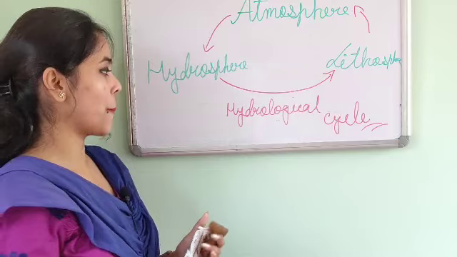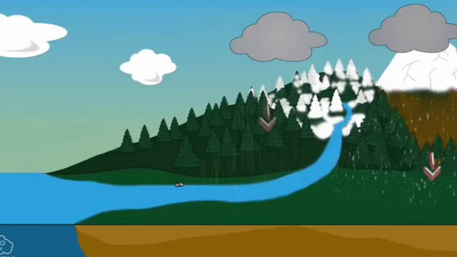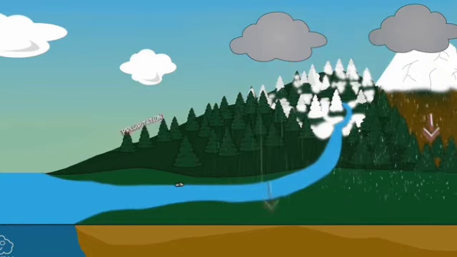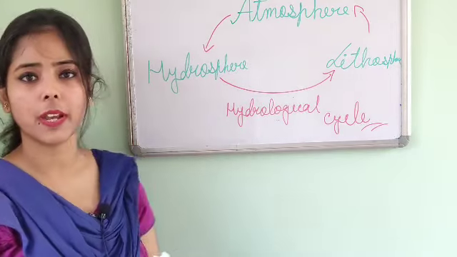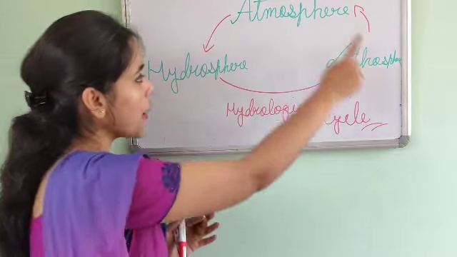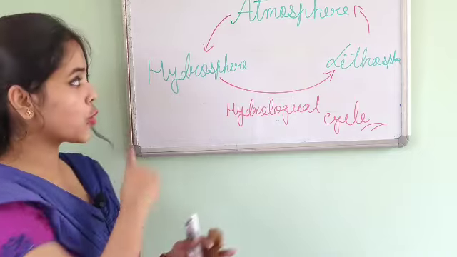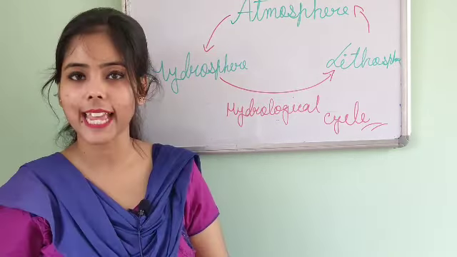Now in the next part we are going to see the hydrological cycle. The water present on the earth is connected and constantly moving. The atmosphere, lithosphere and hydrosphere, all of these are connected. So water will be revolving through these different spheres. That is known as the hydrological cycle.